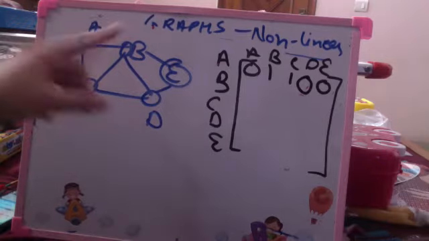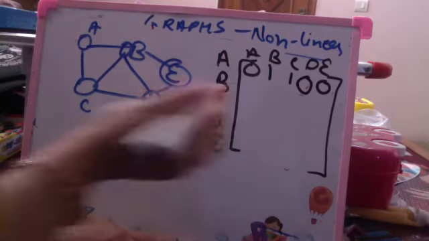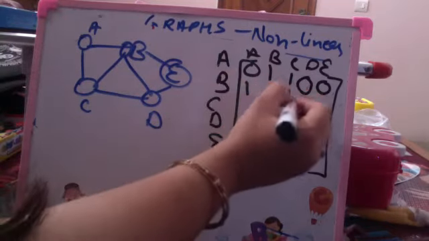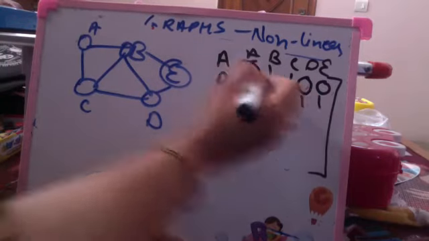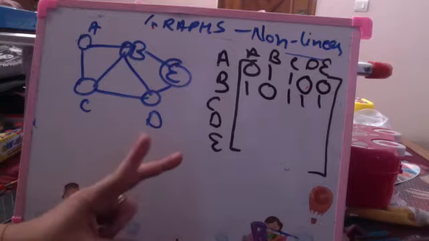For B, which are the adjacent nodes? A, C, D and E are all adjacent to B. B is not adjacent to itself. Is the second row clear?